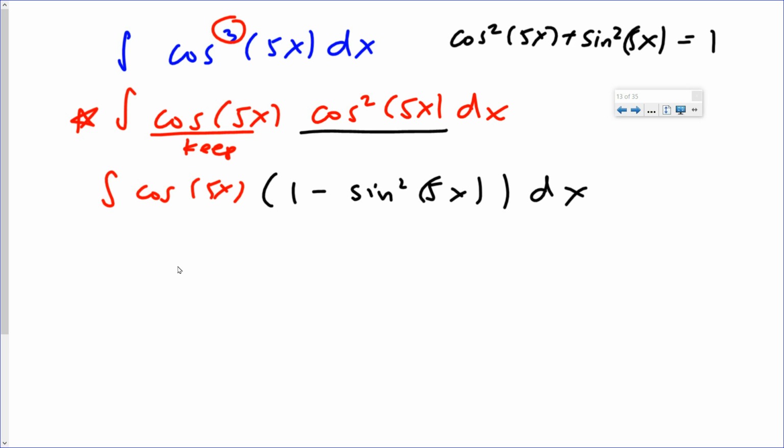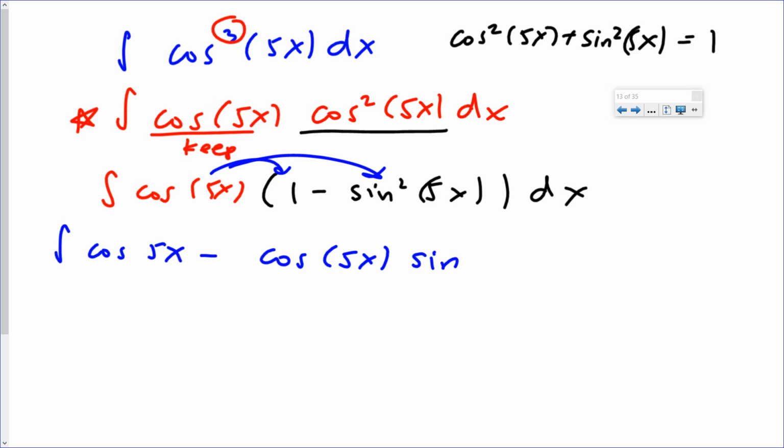Then what I want to do is get as many free as I can. It's just a buy one, get as many free as you can thing. Essentially what that means is you just keep distributing until you can't distribute anymore, and then you'll end up with a buy one, get a whole bunch free. So what I have here is this factor and this factor. So I'm going to distribute. This becomes cosine 5x minus cosine 5x times sine squared 5x. I'm going to rewrite this actually as sine 5x squared, dx. So all I did was distribute this.